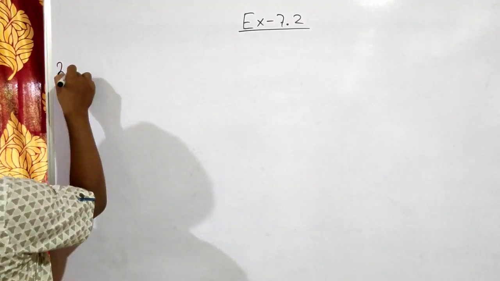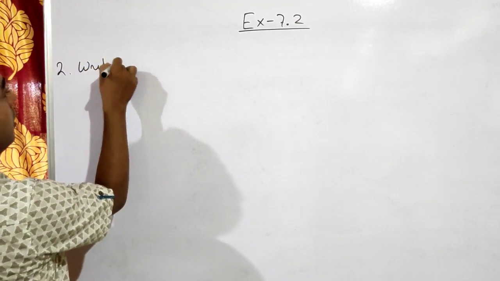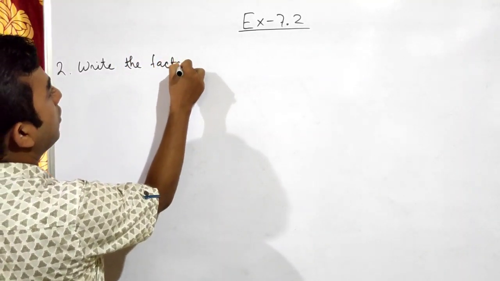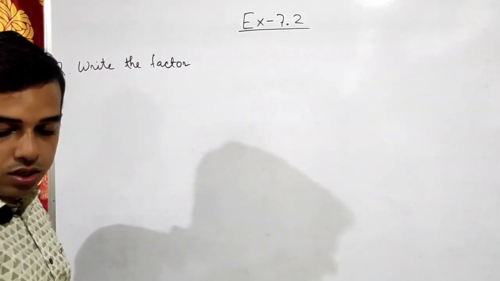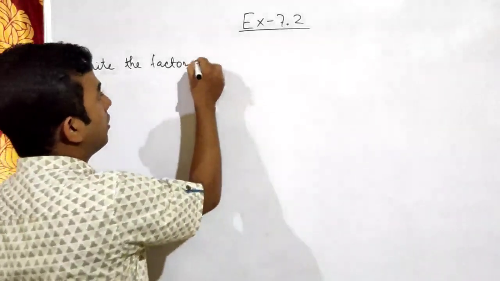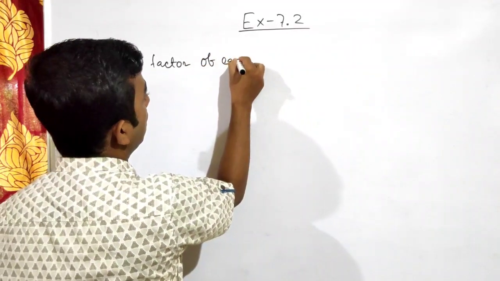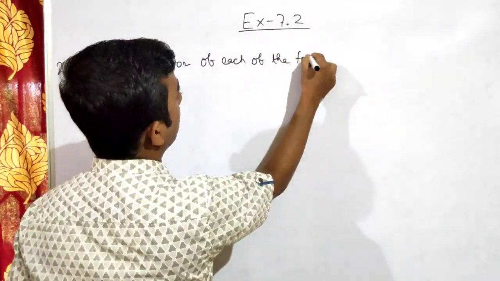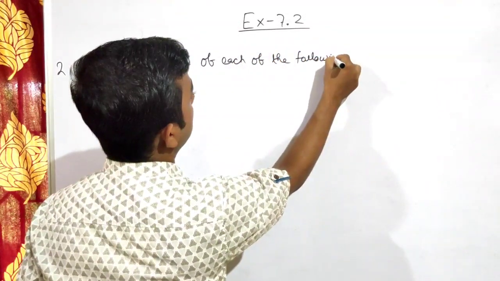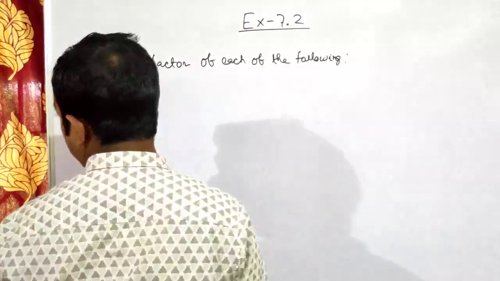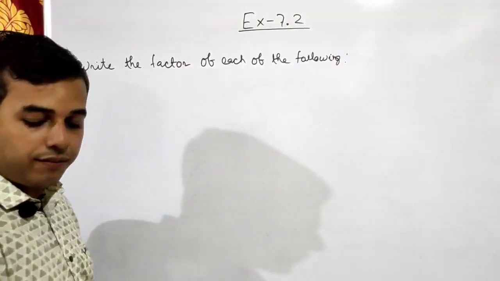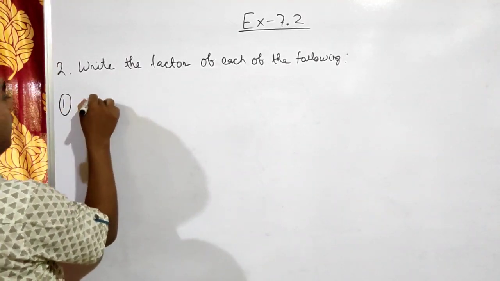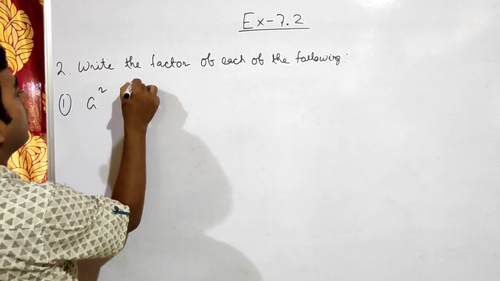So our question number 2 is: write the factors of each of the following. Write the factors of each of the following. So now the first expression is what? Number 1, a square b cube.